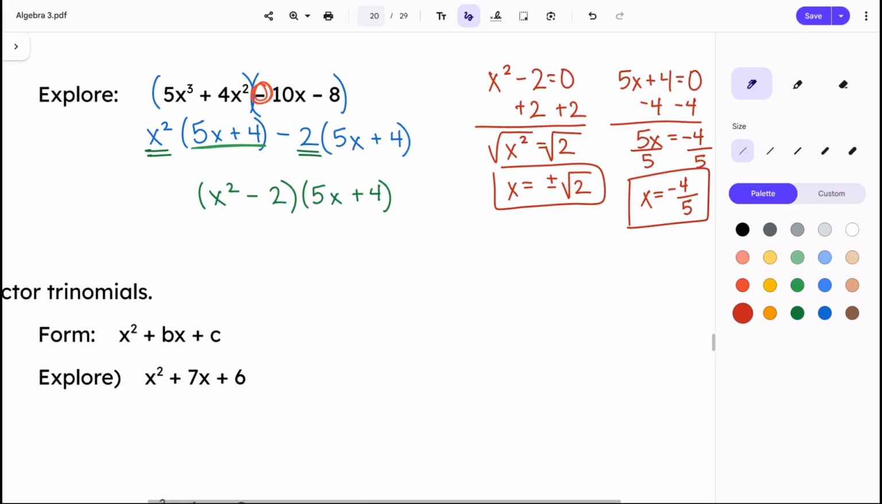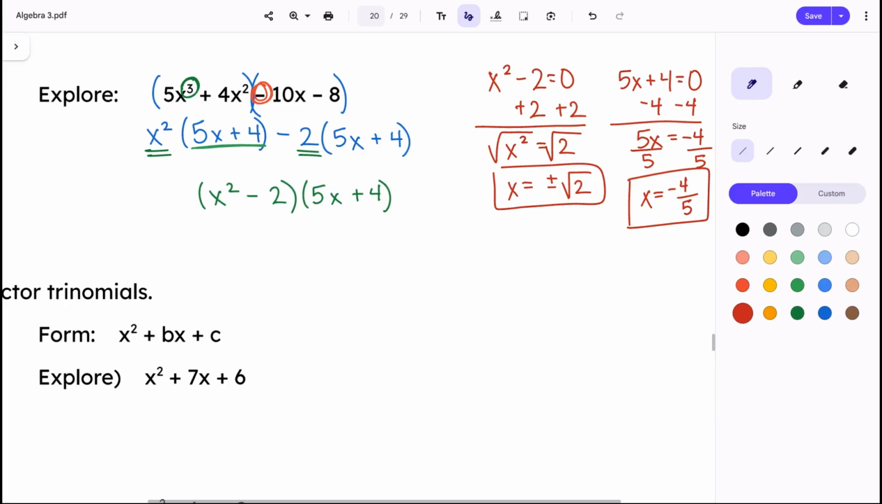But then you can see, back up at the beginning, we had an x to the third. There should be 3 answers that I can see. There's positive square root of 2, negative square root of 2, and then there's the negative 4/5. So there's actually 3 total answers there.